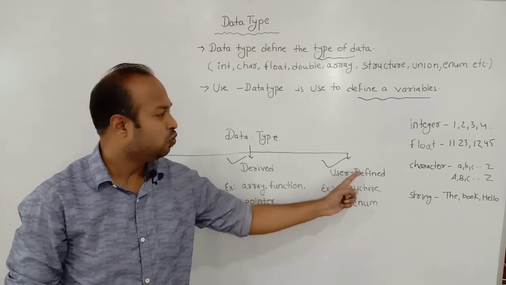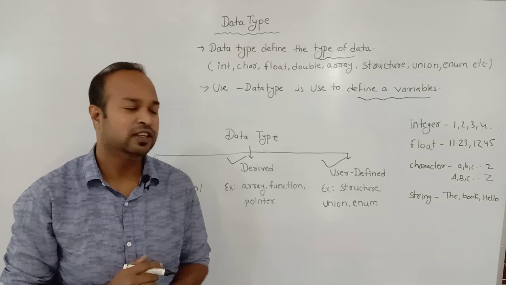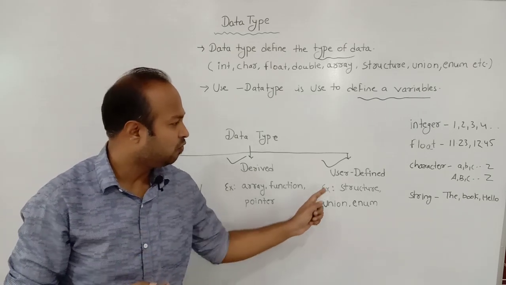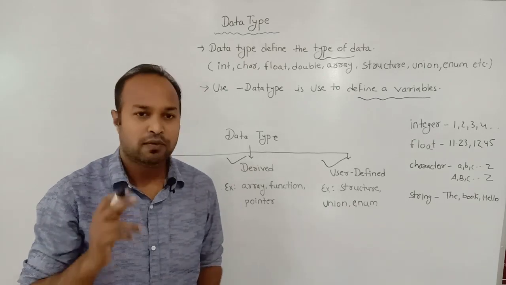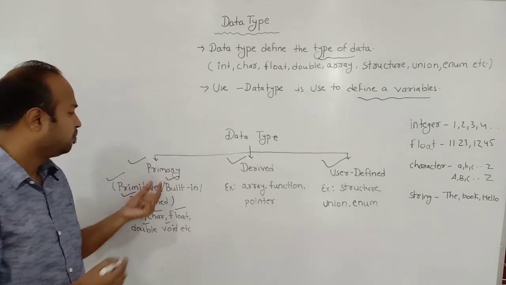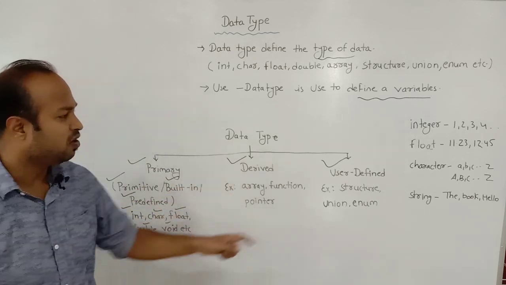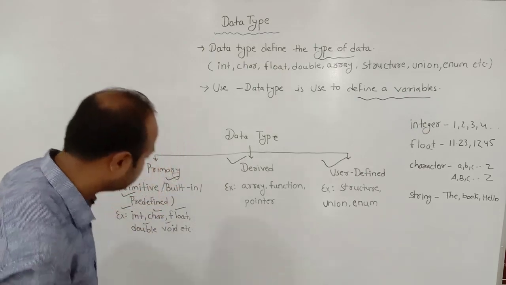And next is the user defined data type. User defined data types are defined by the user. Examples of user defined data types are structure, union, enum. Friends, in this video we mainly focus on the primary data type. The derived data type and user defined data type we will study in further videos.